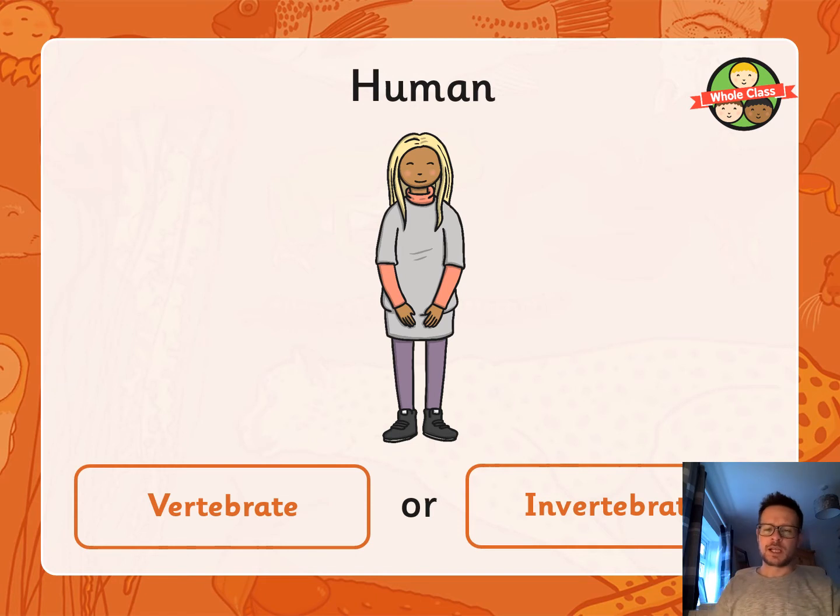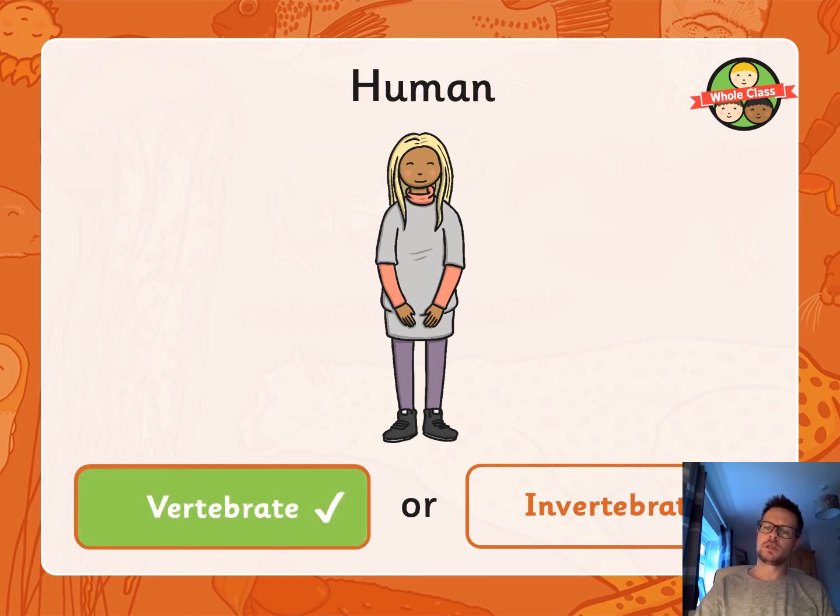Humans. And I know that humans are vertebrates. Why? Because we all have backbones. We all have a spine running straight down from our skull all the way down our back to our pelvis. So we, humans, are vertebrates. Yay!